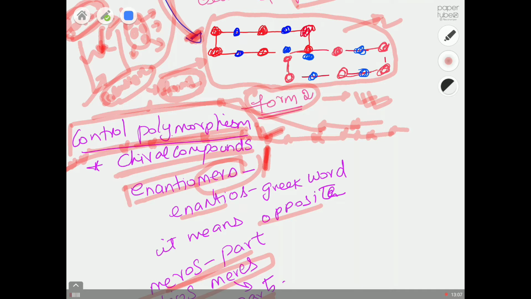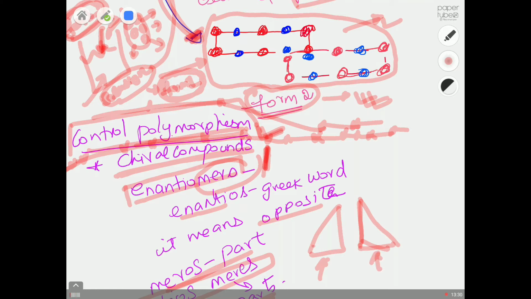To be simple, enantiomers are just chiral molecules that are mirror images of one another. So how to draw it simply? Imagine this is one molecule, and you have the mirror image of the same molecule.